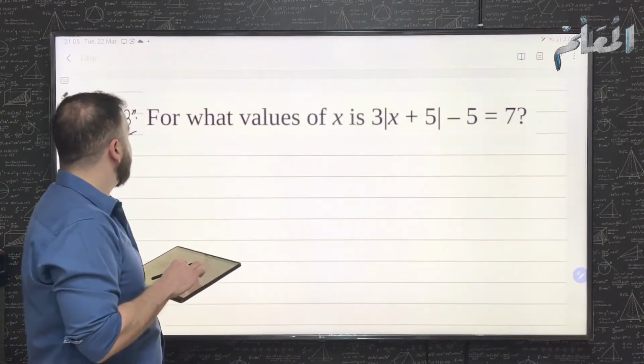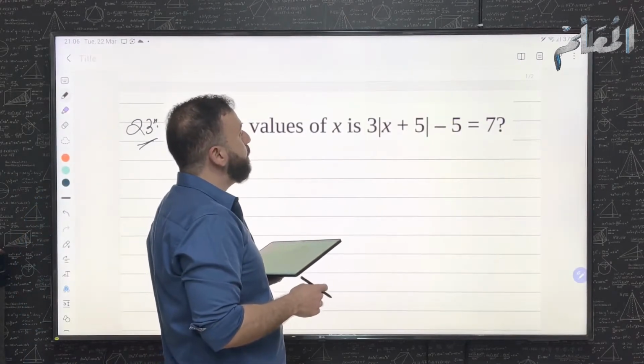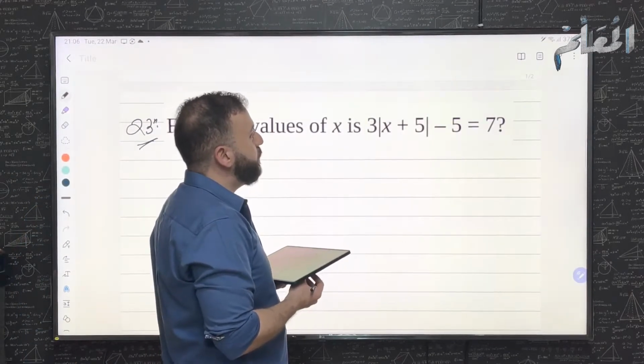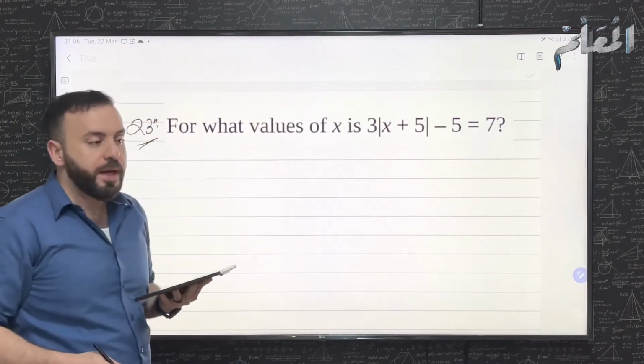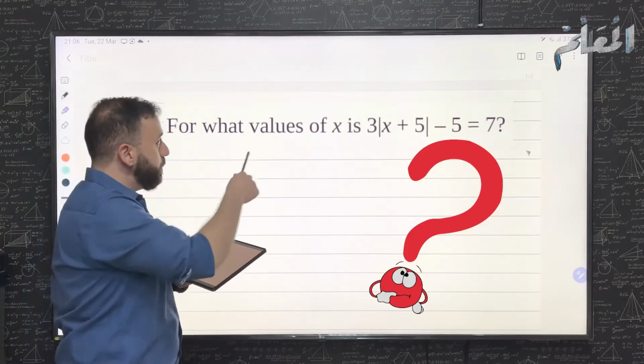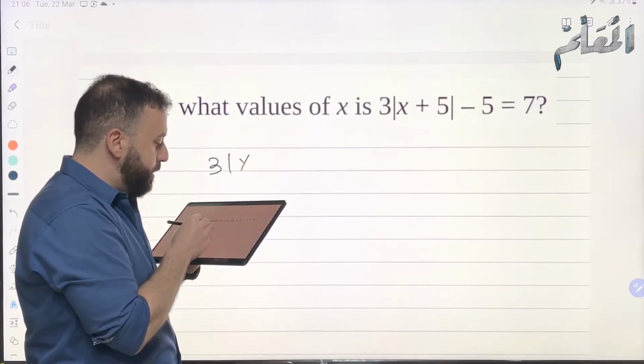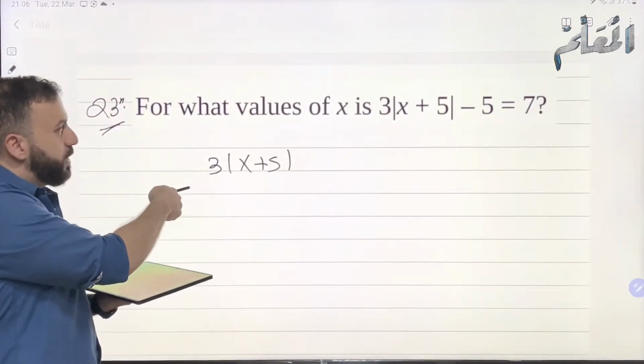Let's check the question. For what values of x is 3|x + 5| − 5 equal to 7? Of course, I just explained earlier how you can deal with the absolute values. So check this with me. That's going to be 3|x + 5|, as you can see here.